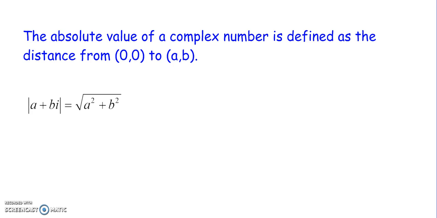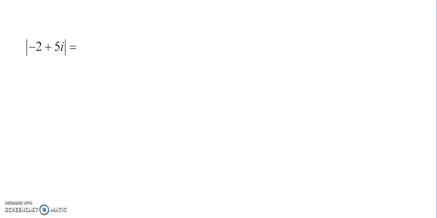So what we can do is there's a formula for the absolute value of a complex number. Because you're finding the distance from (0, 0) to (a, b), the reason this comes up is it's our formula for r that we've been using all along. So you can find the absolute value of a complex number. It's no different than finding r: a squared plus b squared, and you take the square root of the whole sum.